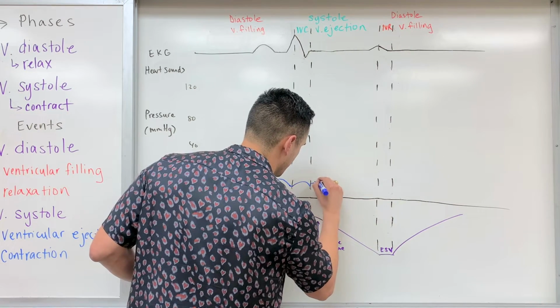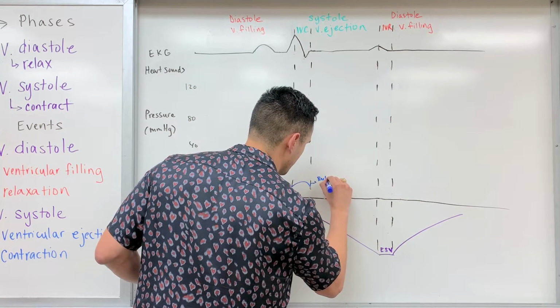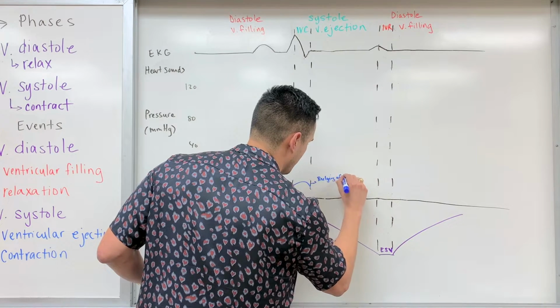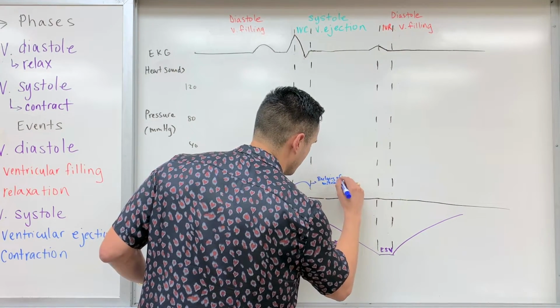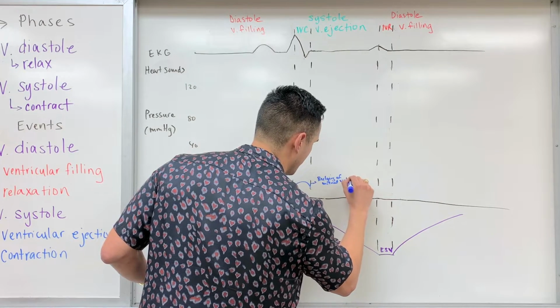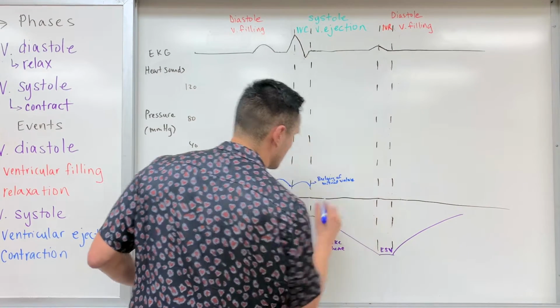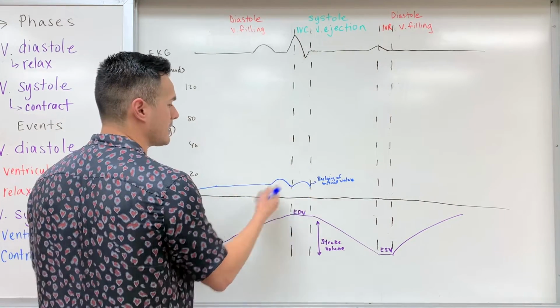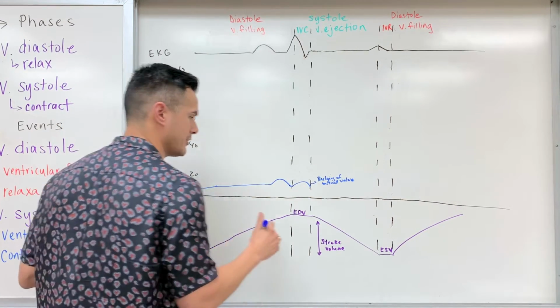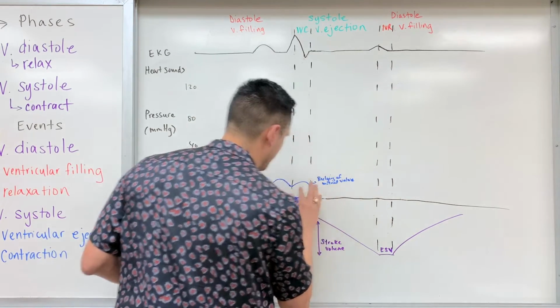This is due to the bulging of the mitral valve. So you get that extra bump there, bulging of the mitral valve, whenever it closes, right? So there's a slight increase in pressure there within the left atrium. I'm going to leave it there for right now.